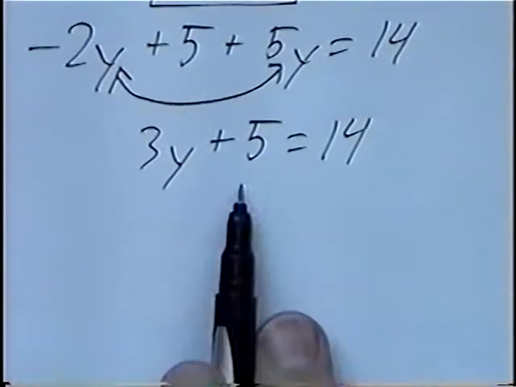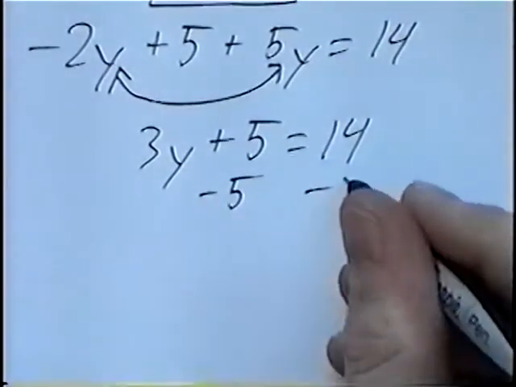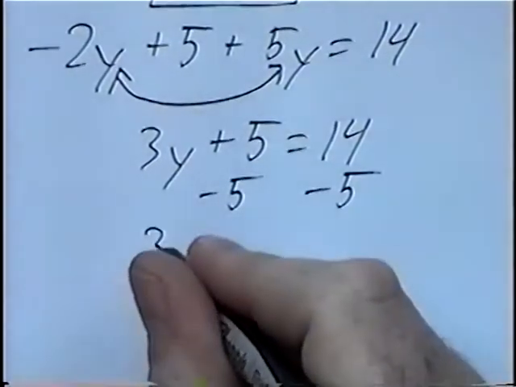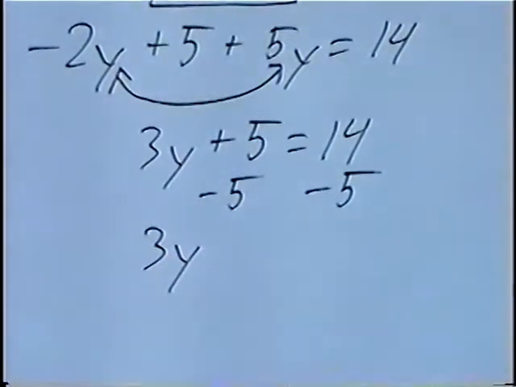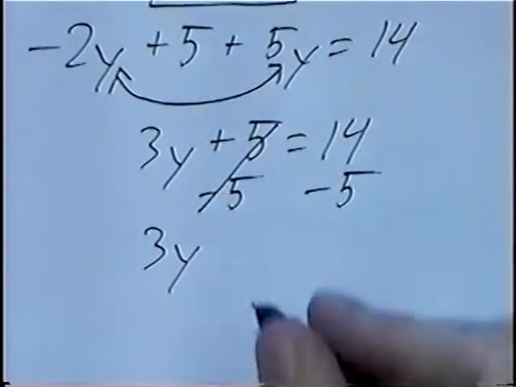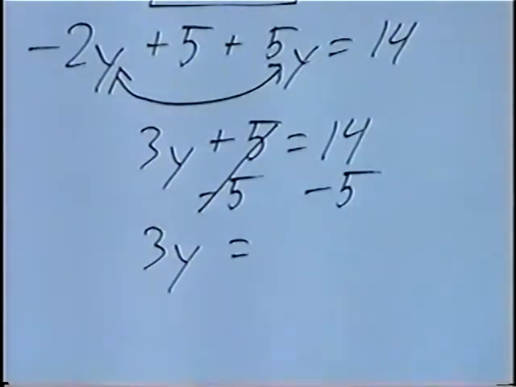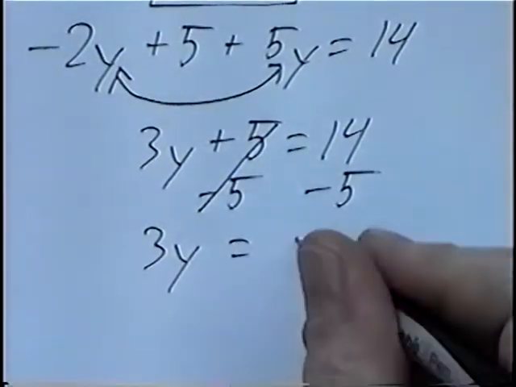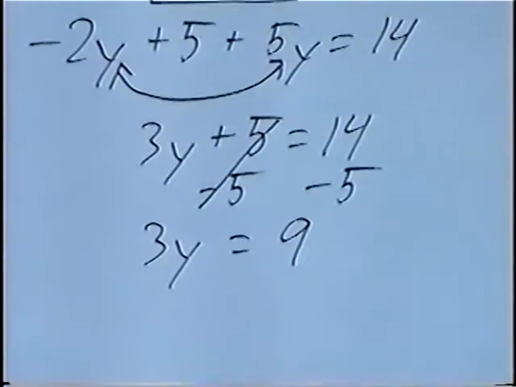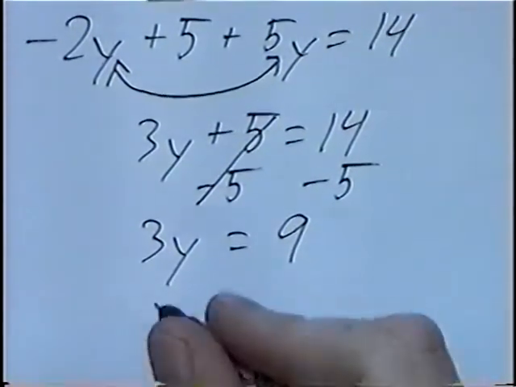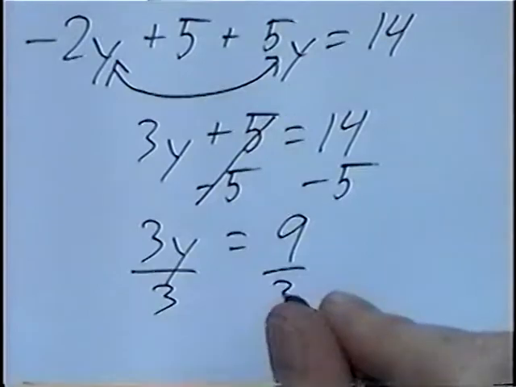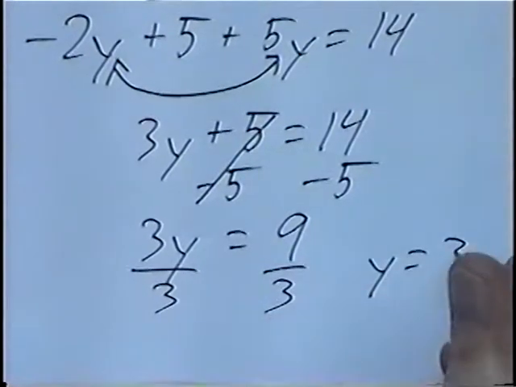Solving from here, the opposite of plus 5 would be minus 5 on both sides. 3y stays the same. 5 minus 5 cancels. And 14 minus 5 would be 9. And last step, we can divide by 3, and y is equal to 3.